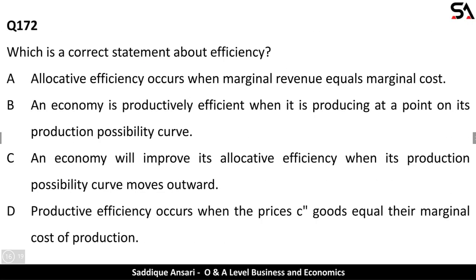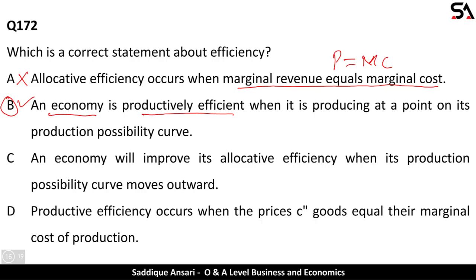Next, which is the correct statement about efficiency? A. Allocative efficiency occurs when marginal revenue equals marginal cost. This is the wrong condition because the condition for allocative efficiency is price or average revenue equal to marginal cost, not marginal revenue. So this is not the correct option. B. An economy is productively efficient when it is producing at a point on its production possibility curve. Of course, the PPF shows productive efficiency. So this is the correct option.